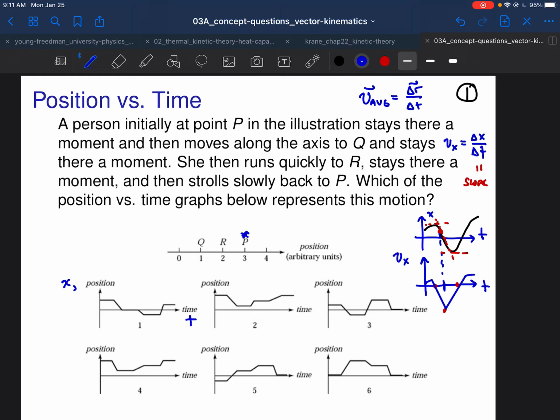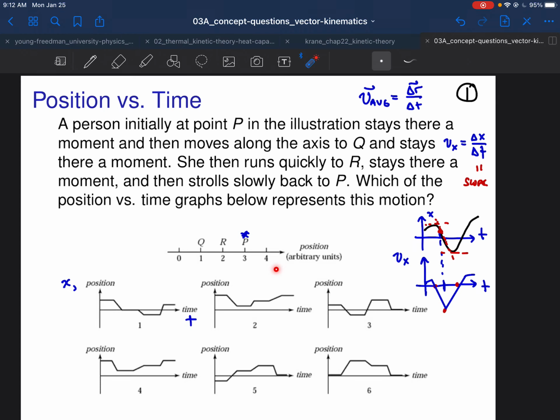Okay, so there are 2 things we should consider here. One is how things are changing with respect to time, and in particular, if you stay somewhere for a moment, then that means that your position is not changing, delta x is 0, while the time is changing. That means v is equal to 0, that means the slope is equal to 0. So every time it says stay, we should see a constant position, a slope of 0 and a value of position that remains the same. So initially at point P, you stay for a little while, so there should be a constant slope at the beginning here, and we see that on all the graphs.